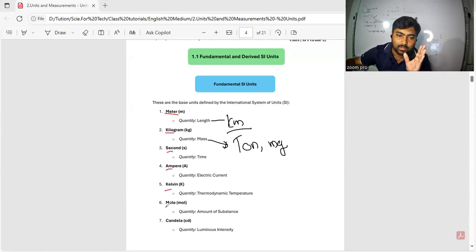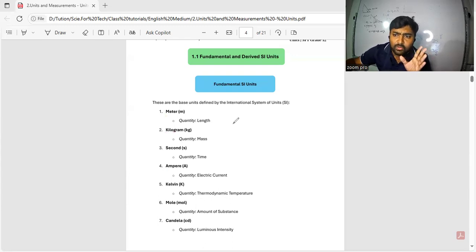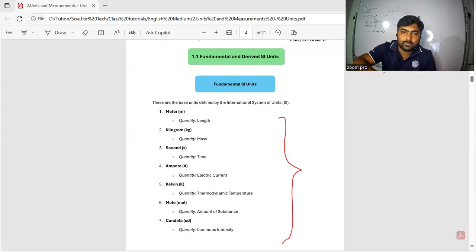for 7 quantities. There are a lot of units, but 7 units are defined as SI units. Did you understand? If you cannot understand anything, tell me, then I can explain again. Understood? Yes, sir. Okay. Then these are the fundamental SI units.